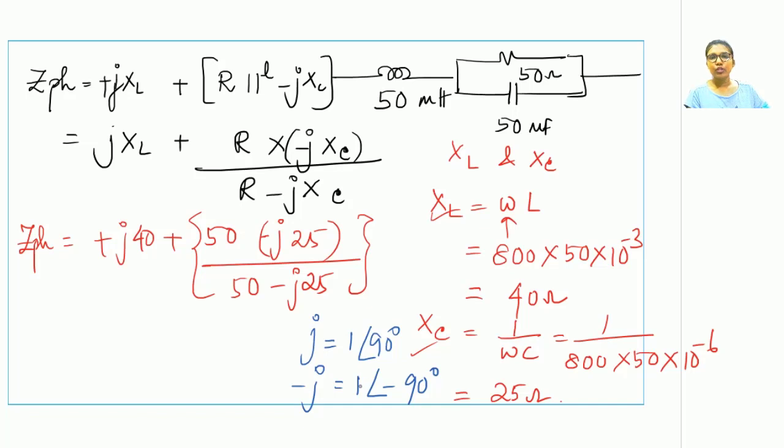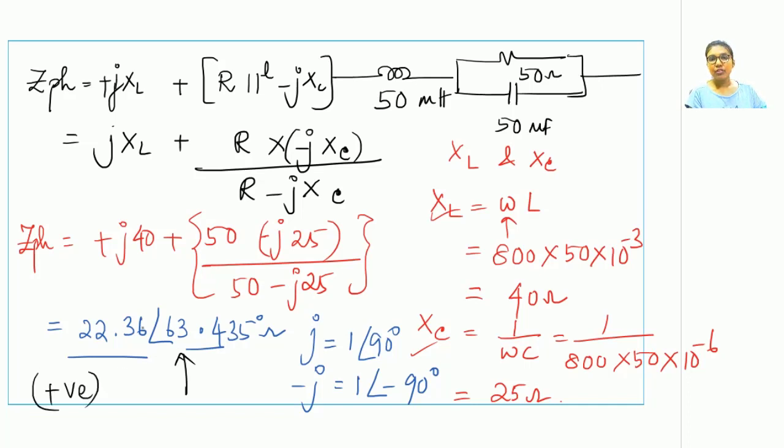In case you are not aware of these values, upon direct substitution of these values into the scientific calculator will bear the same results. So the final value of Z phase comes out to be 22.36 angle 63.435 degrees ohms. Now what can we infer from this Z phase value? The angle has come out to be positive.